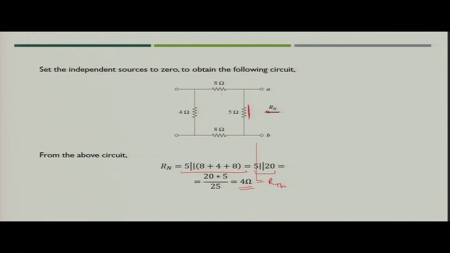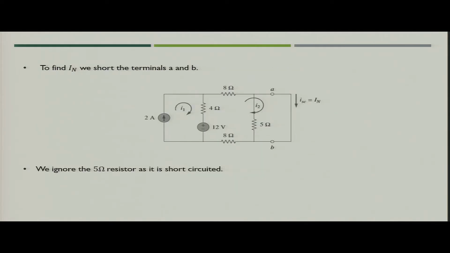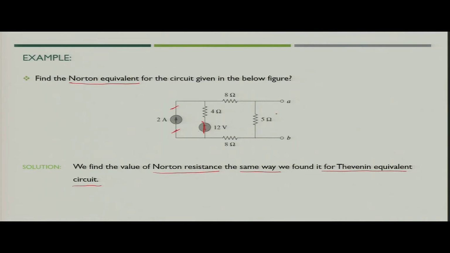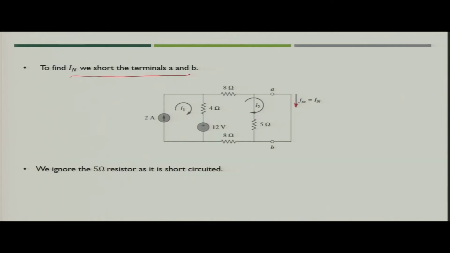Now, the next task would be to find out what? The short circuit current. So, what we have to do in that case? We have to first short circuit the terminal A B. So, we need to find out the short circuit current flowing through terminal A B, and that would be nothing but the Norton's current. Now, if you see the original circuit, we have just simply short circuited the terminal A B.